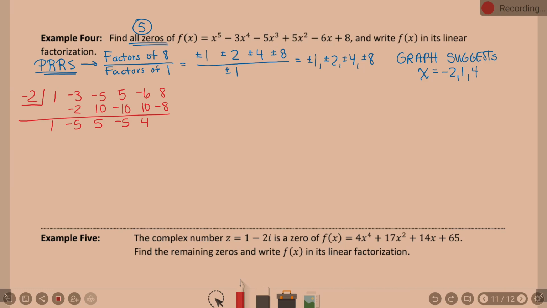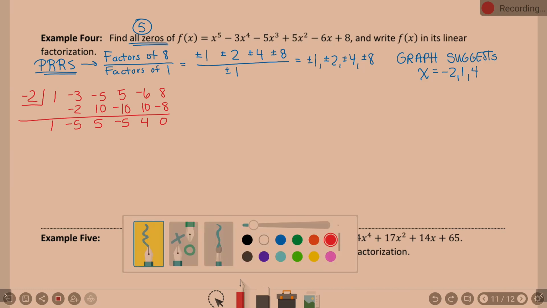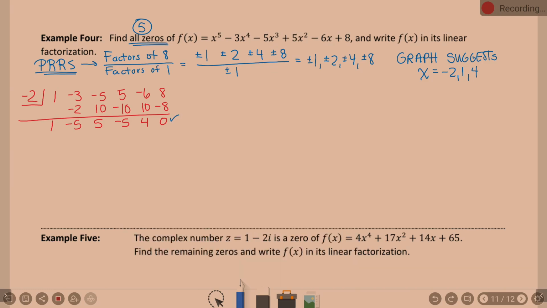Now, before you move on, let me remind you a couple things. First of all, the remainder of 0 needs to happen. If it didn't happen, somewhere you've screwed up. There's a remainder of 0. What does this tell me right now? -2 is one of our zeros, as we believed. That also means it's going to represent a factor of x plus 2, right? Okay.